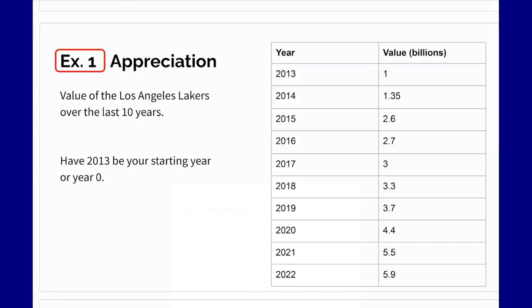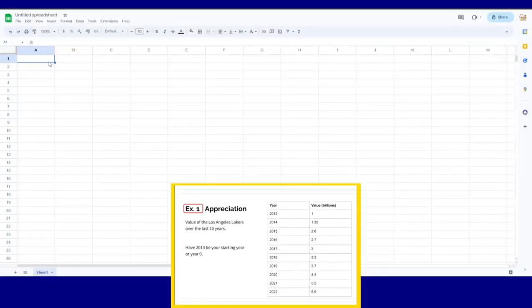So we want to go to Google Sheets, which I've already brought up over here. We're going to have two columns. We're going to have our year, and we're going to have our value in billions. So we don't have to use the actual billions with all the values. I'm going to say that the year 2013 is equal to 0. So that's going to be our year 0. That makes it a little bit easier so that we're not having a graph that starts far off because we're starting at, let's say, an X value of 2013.